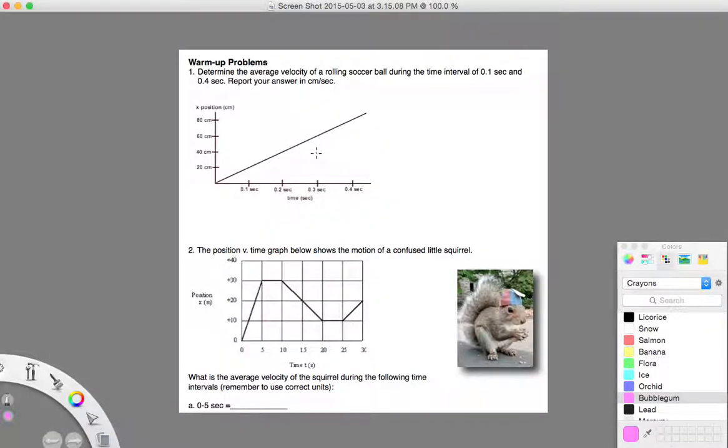Don't save. Okay. Here it is. So I'm just going to start off with the first warm-up problem and then go on to the first part of the second warm-up problem, so you have an idea of how to solve these.